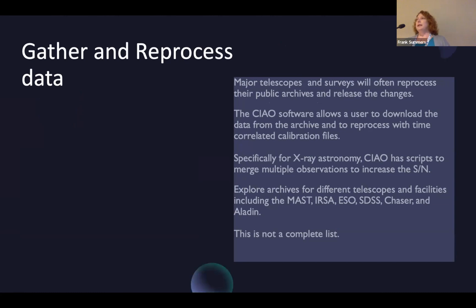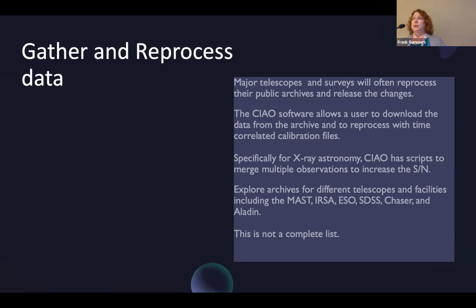So first thing that I like to do is take my X-ray material and I download the data from my archive. I reprocess it with the proper time correlation files. And the X-ray community, specifically CXC for the Chandra Observatory, allows us to merge multiple observations of the same object. It does all the calibrations for you, equalizes everything, and this increases the signal to noise.